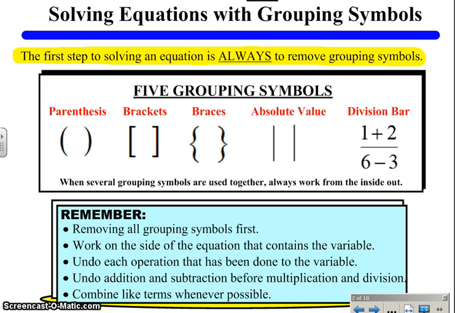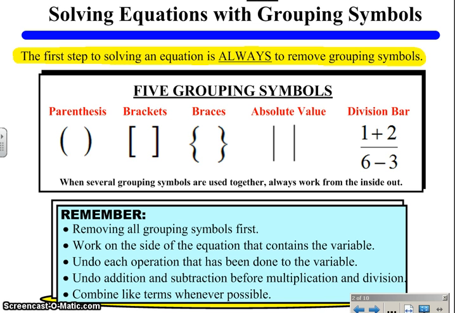Absolute value bars. This is one that people tend to forget about. If you are given a problem with absolute value bars, you need to treat that similarly to parentheses in that that needs to be simplified first. The last thing is a division bar. Here it's almost as if parentheses are implied in both the top and the bottom. So therefore, you need to solve the top and the bottom first before actually doing the division. So again, you need to remember, remove all the grouping symbols first.